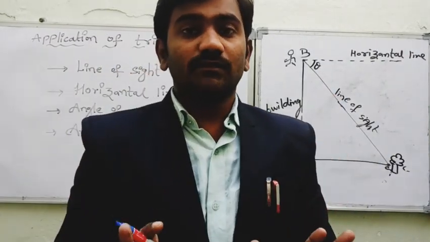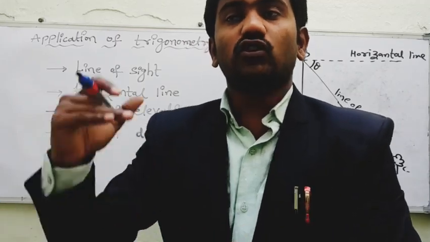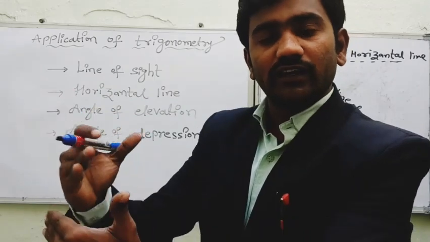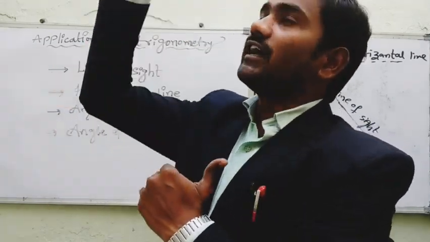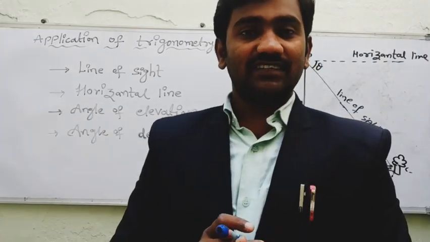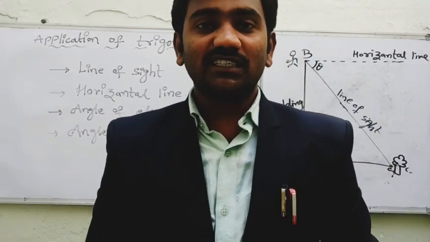Just imagine, take a stand before a tree and observe the top of the tree at some angle, then move near the tree and observe the angle of elevation. It will increase. Move far from the tree, and the angle of elevation will decrease. Now let's see the angle of depression.